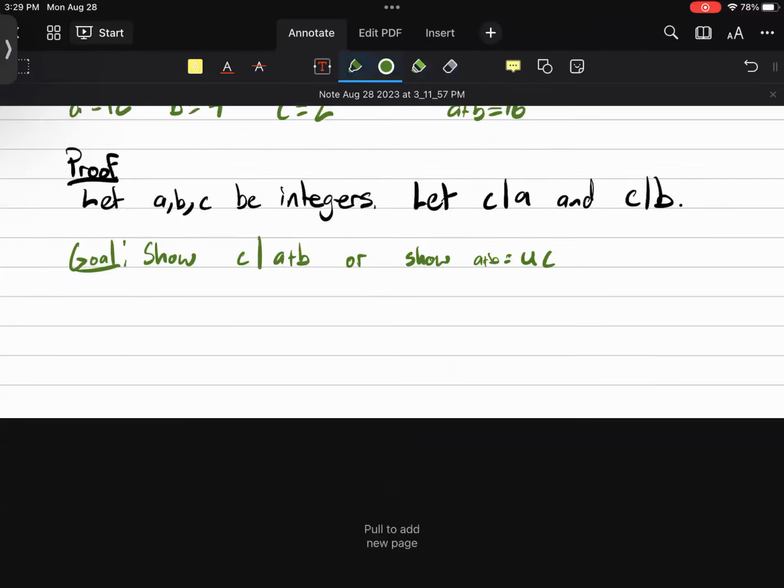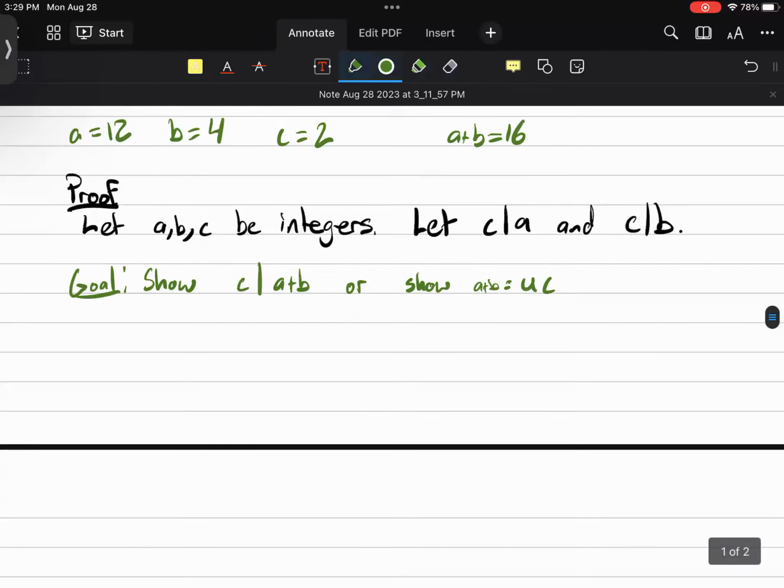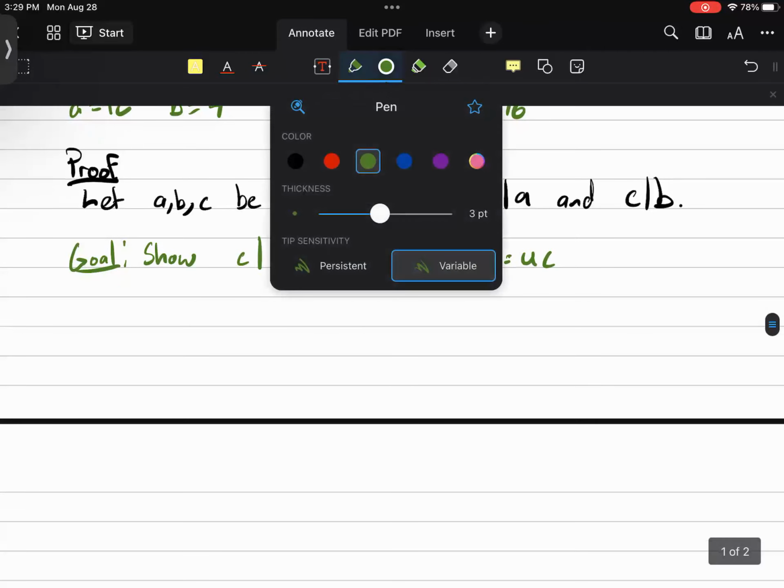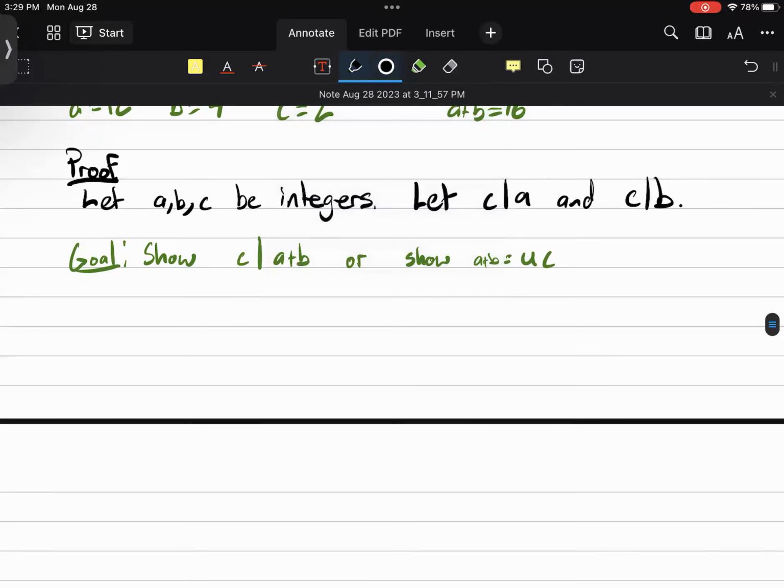So now that we have our end goal in mind, let's start working with some things. All I have right now are that A, B, and C are integers. And what other two pieces of information? C divides A plus B, that's what we're trying to do, right? But I know C divides A and C divides B. Well, what does that mean then? By definition, what?